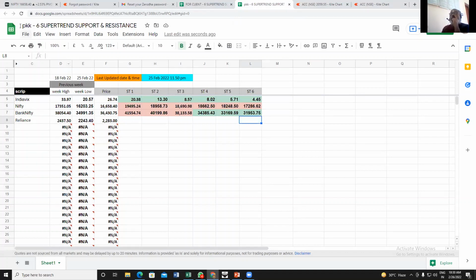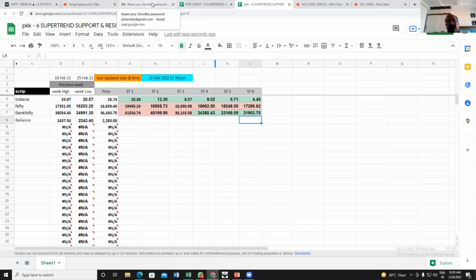So I will share this Excel. You can make a copy of it on your PC and start updating only those stocks which you are trading, so that it doesn't become congested. But for Peethambharan ji, I'm using this.